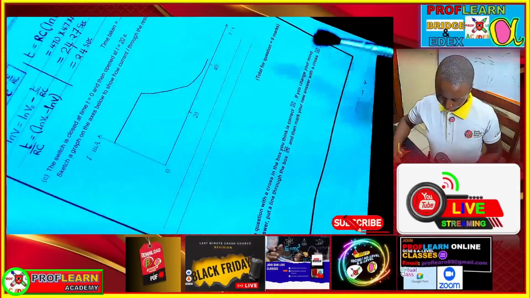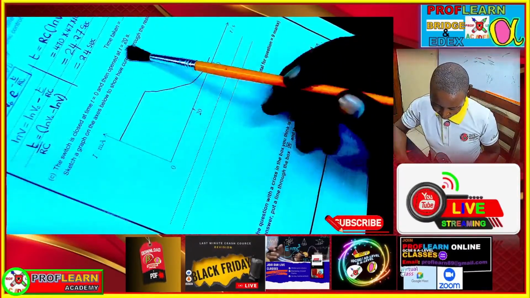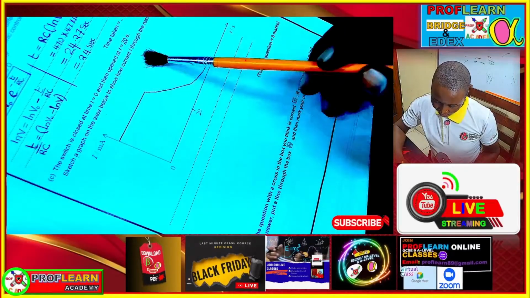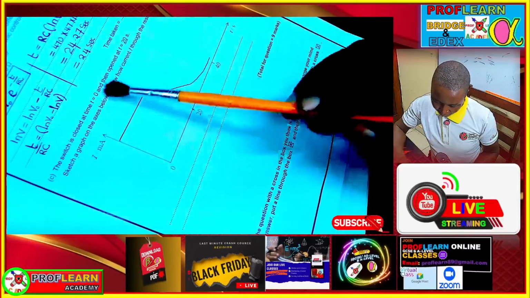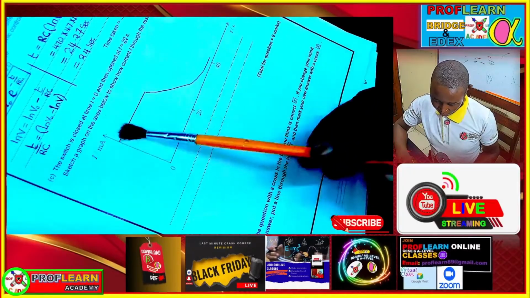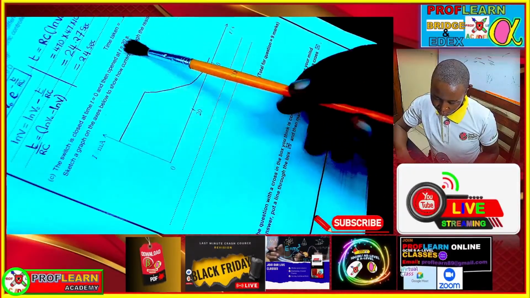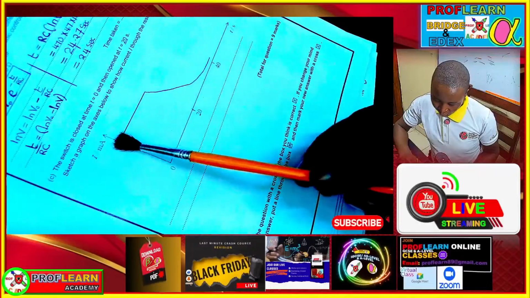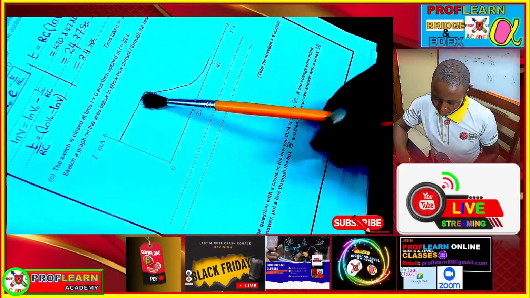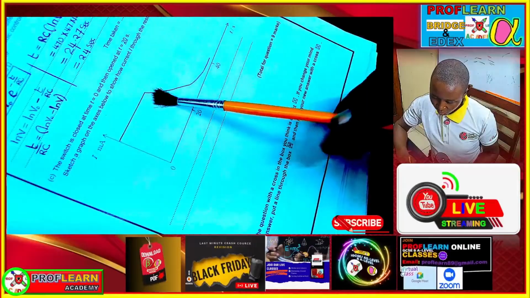They are also asking us to sketch how the current is going to behave from 0 to 20 seconds. So the switch is closed for 20 seconds. If it's closed for 20 seconds, the current is going to be constant throughout, but the moment it's open, it's going to discharge in that period of time.